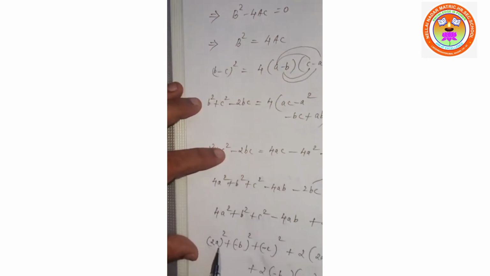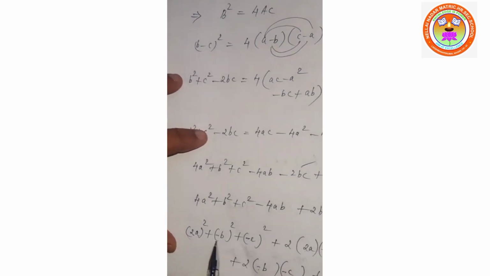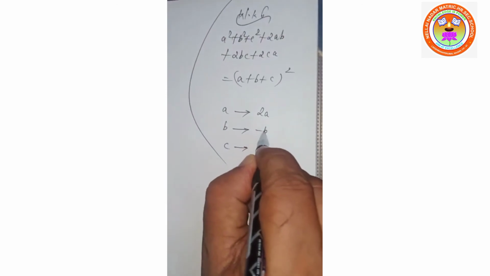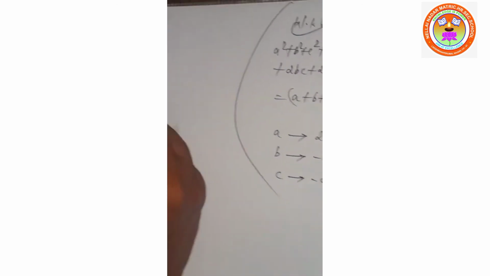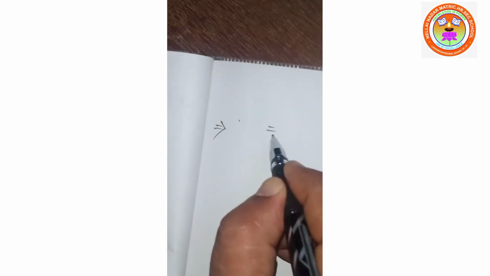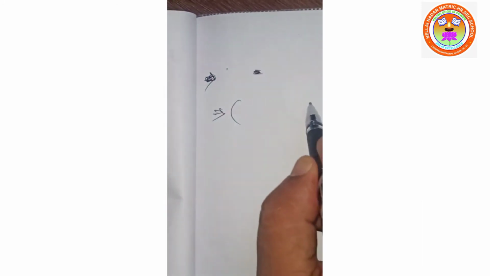Instead of a we have 2a, instead of b we have minus b, instead of c we have minus c. So 2a minus b minus c. That implies, listen, the formula: a plus b plus c the whole square equals, what is in the right hand side?